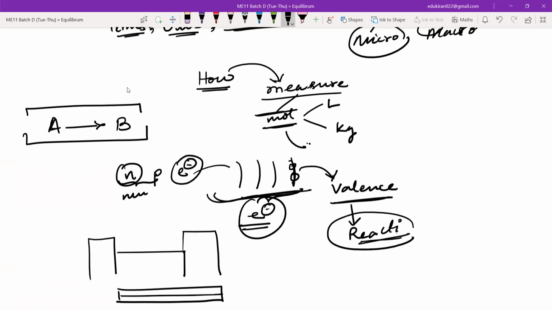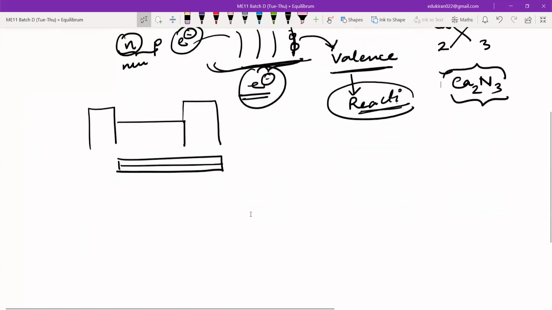And then we started with small things. For example, if I have calcium and nitrogen, calcium has 2 valence electrons, nitrogen has 3 valence electrons. So they will make a compound which is calcium nitride, which has a formula Ca3N2. Now we wanted to look at this molecule, what is making the calcium and nitrogen bind together.